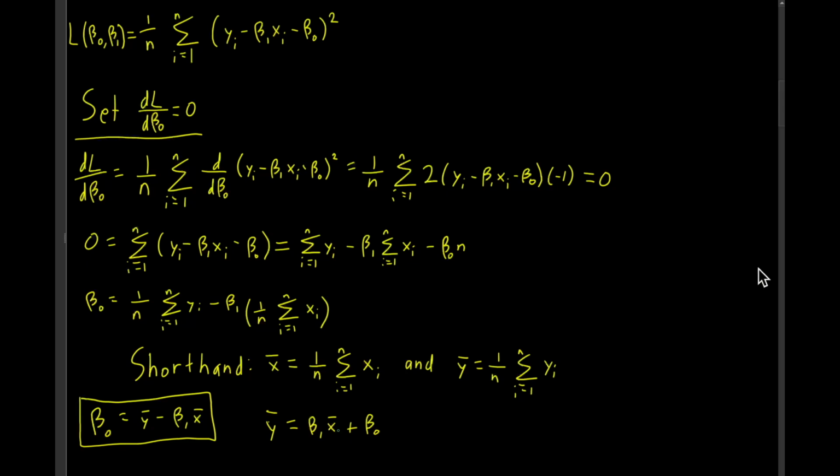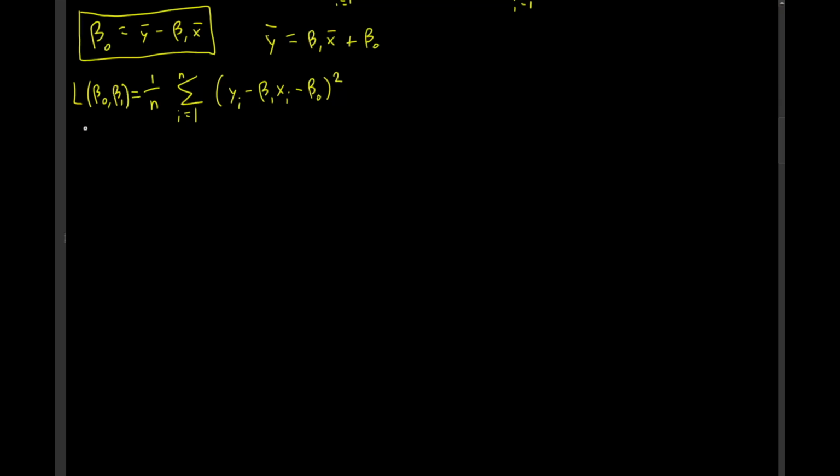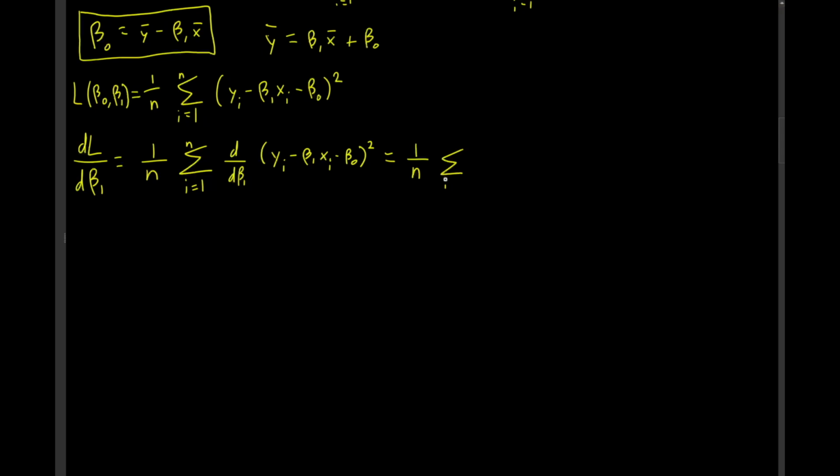Now let's calculate dL d beta 1. Okay, so I just copied the loss function, and we're going to now take a derivative with respect to beta 1. Again, we can push the derivative inside the sum. And again, we use the chain rule. And we set it to 0. And just like before, we multiply by negative n over 2, and we're left with this.